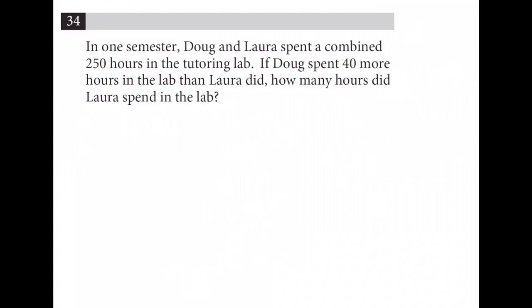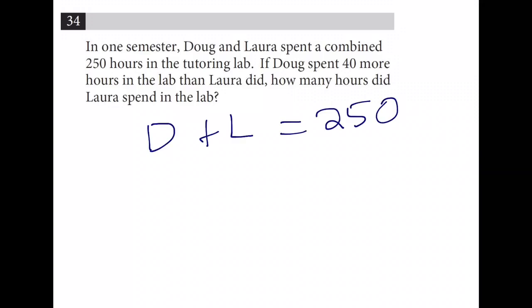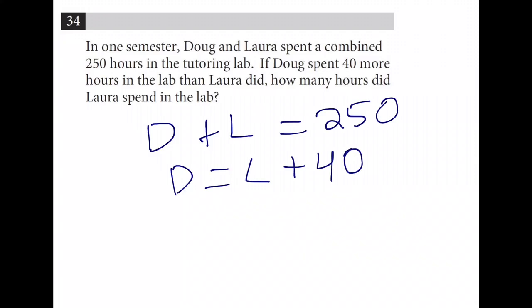34. In one semester, Doug and Laura spent a combined 250 hours in the tutoring lab. If Doug spent 40 more hours in the lab than Laura did, how many hours did Laura spend in the lab? The easier equation to come up with is that D plus L is equal to 250. The total number of hours that Doug spent plus the total number of hours that Laura spent is 250. The second equation is a little bit tougher to write. When it says Doug spent 40 more, you want to write D plus 40. But the correct way to write it is actually D is equal to L plus 40. The number of hours that Laura spent plus 40 is equal to the number that Doug spent.